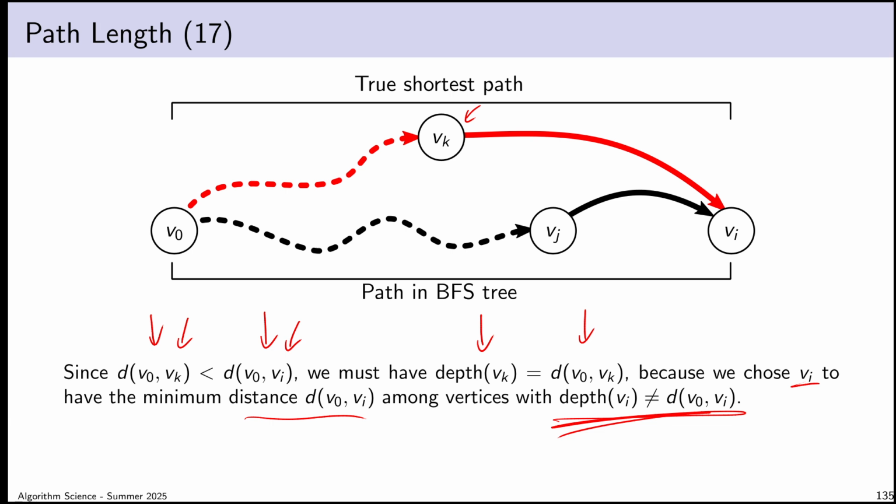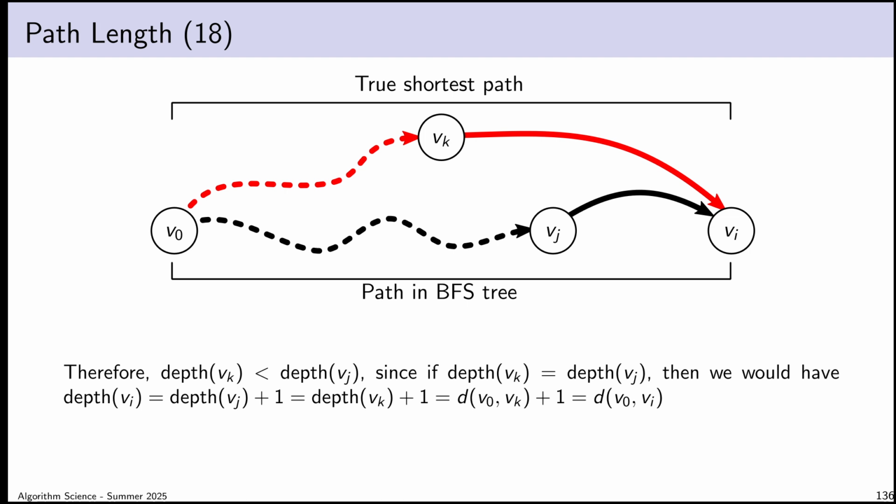Okay, so what does that tell us? That tells us that if I look at the path from v0 to vk in the BFS tree, it is a shortest path. And so therefore, the depth of vk has to be less than the depth of vj. Why do we know that?